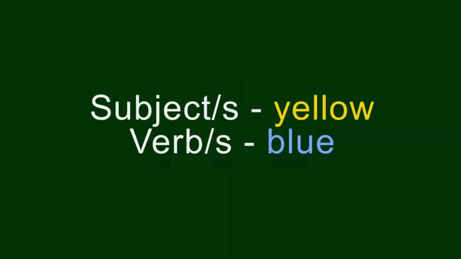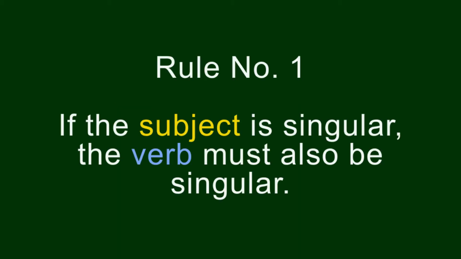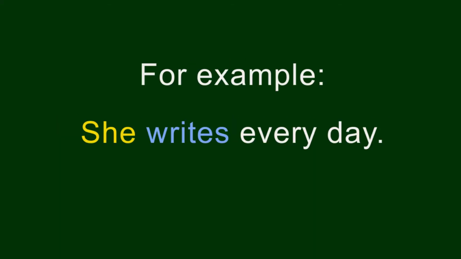I'm reading directly from this website. If you want to check it out, you can access it through this link, but I'm going to read it anyway. We're going to be reviewing the 12 rules on subject-verb agreement. And the very first rule is, of course, if the subject is singular, the verb must be singular too. For example, she writes every day. So she is your noun and writes is your verb. She is singular and writes is singular.